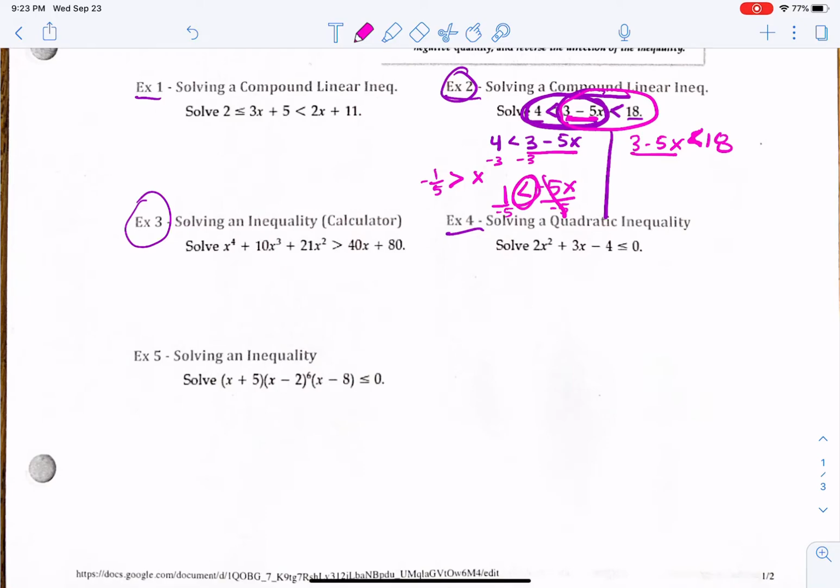If that bothers you to have the x on that side, we can flip him around and say x is less than negative 1/5, like that. Some people like to write it that way, and that is totally fine. Let's go ahead and solve the other side.